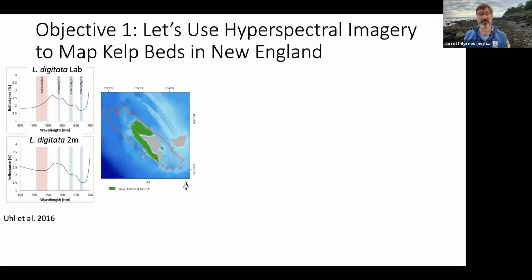Recently, some groups have been using hyperspectral imagery on drones and UAVs to begin to map kelp forests. So for example, in this work from Uhl et al. in 2016, they were able to match up the spectral signature of Laminaria digitata in the lab to Laminaria digitata at 2 meters, but actually down to 5, and in some cases even 10 meters in depth, and then map the forest around Helgoland. This was a really huge advance, and they actually did this work in anticipation that researchers like us in the future may be doing this with satellites.